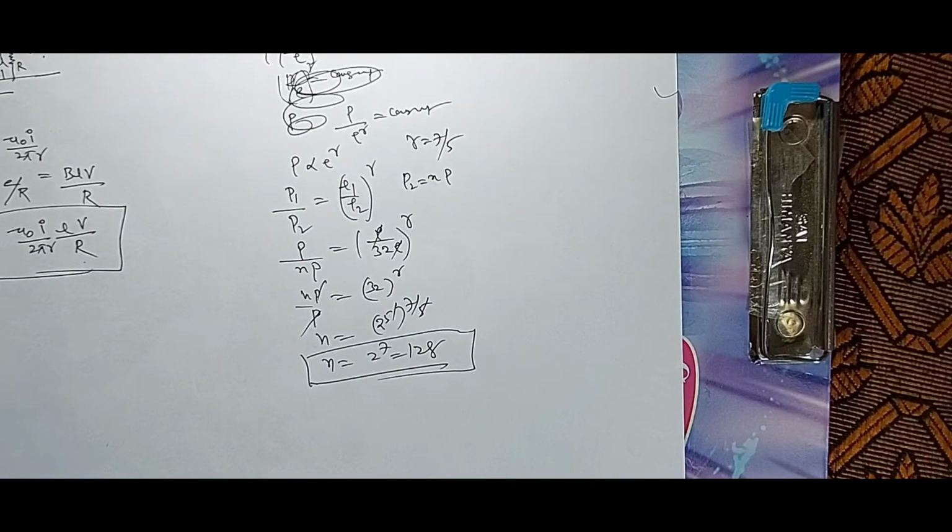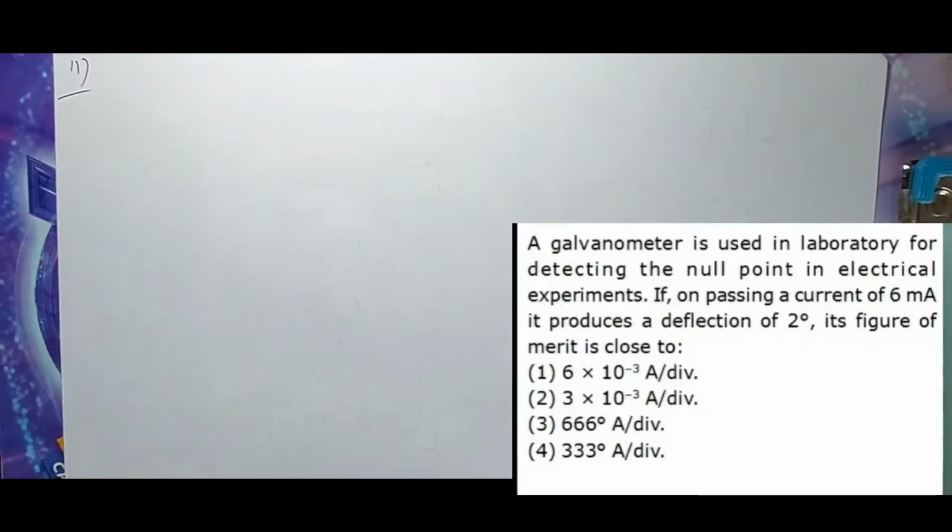Now let us discuss another question. A galvanometer is used in a laboratory for detecting null point in electric experiments. If on passing current of 6 milliamperes, it produces a deflection of 2 degrees, its figure of merit is close to? Deflection of one scale division per degree, that is known as figure of merit.